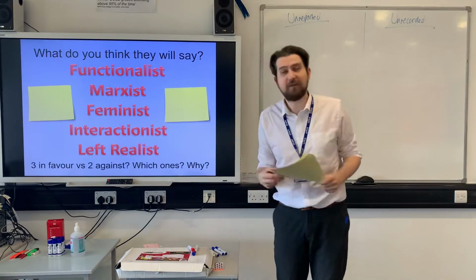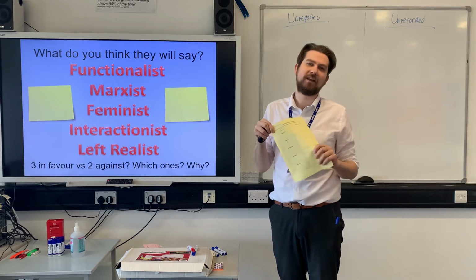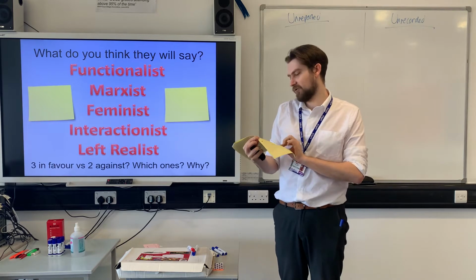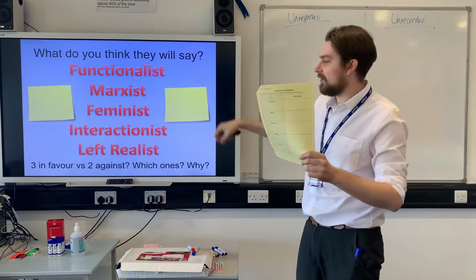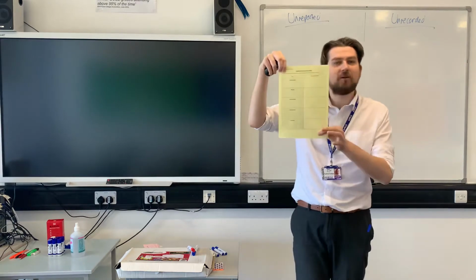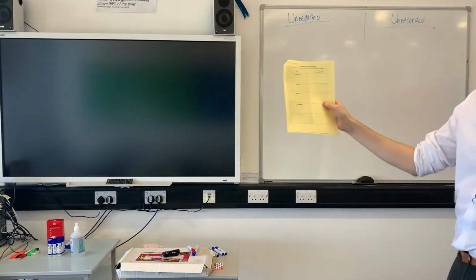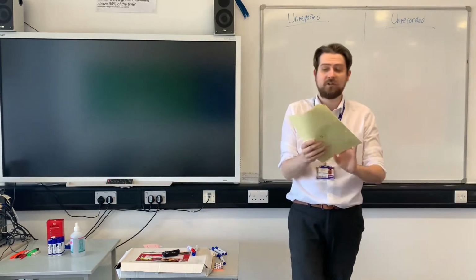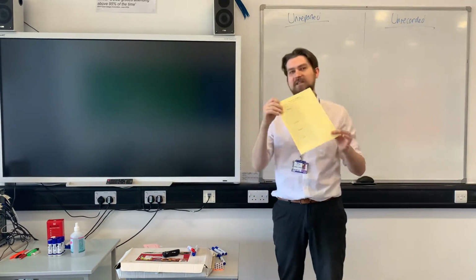Okay. Hopefully you've sent me your page with all of the necessary strengths and weaknesses on there, and you will get yourself to this page. Don't read what it says on the board just yet. So what you've got is 1, 2, 3, 4, 5 different theories listed on there: functionalist, Marxist, interactionist, left realist, and feminist. We are going to look at what their view is on official statistics.